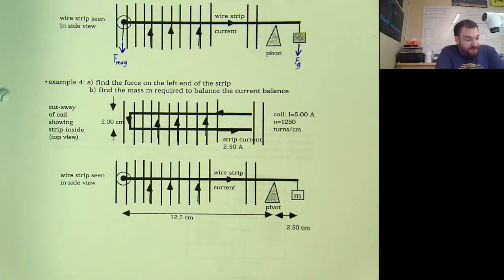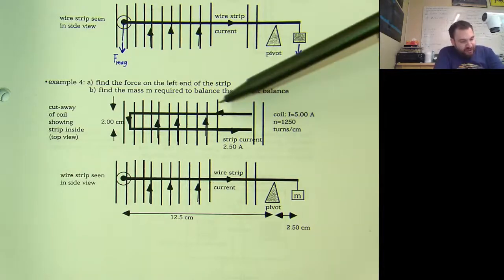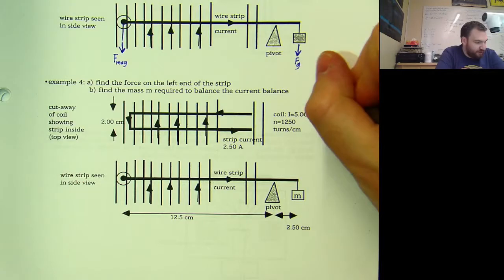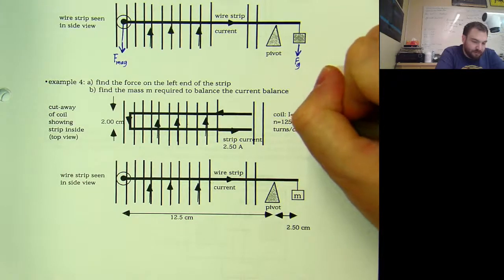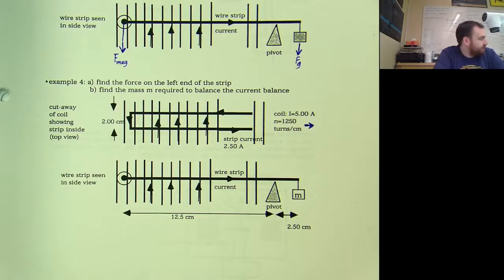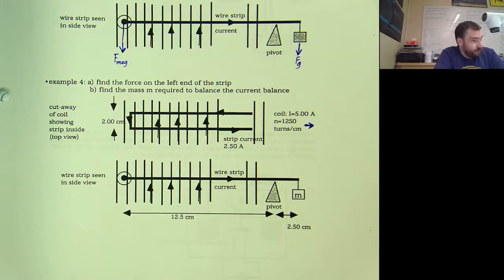We've got some information. The same setup. We're told that the coil, the solenoid, this guy here, has a current running through it of 5 amps. There are 1,250 turns per centimeter. Turns per centimeter is not a super useful measure because everything we deal with is in terms of meters. So let's convert that to turns per meter.